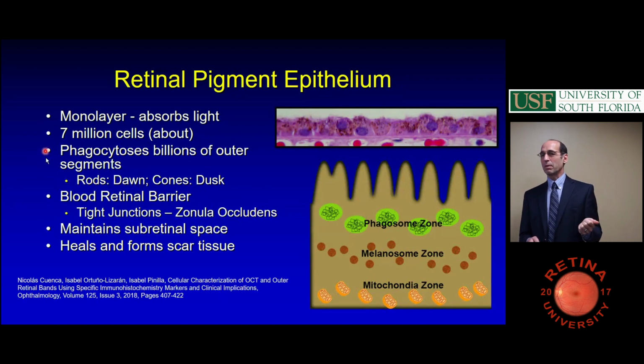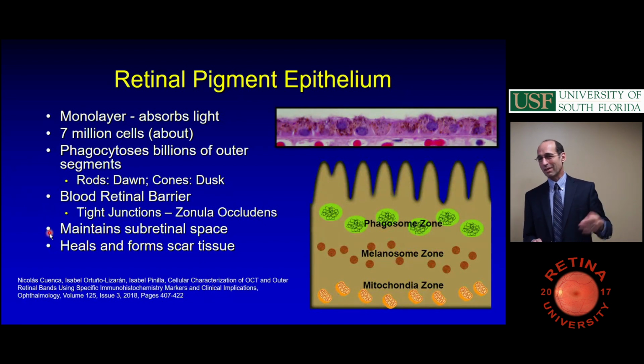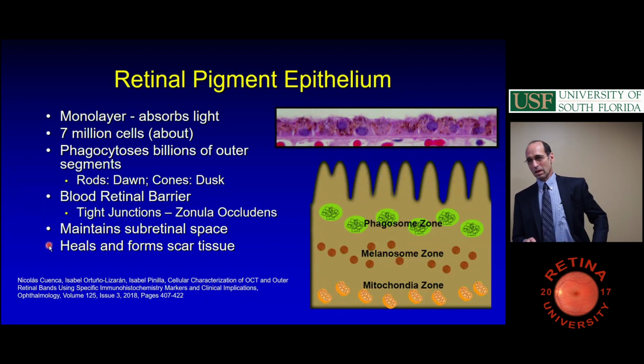And the other thing about the RPE cells, it's the blood retinal barrier. It's super important, especially for first years. Bruch's membrane is not the blood retinal barrier. The outer blood retinal barrier is the tight junctions between RPE cells. It maintains the subretinal space, and they also heal and form scar tissue. That's out of your book.